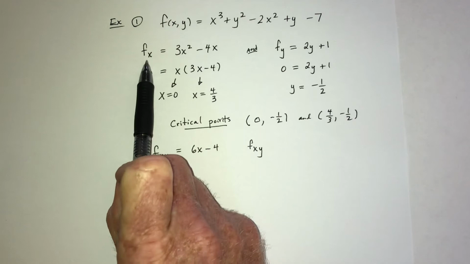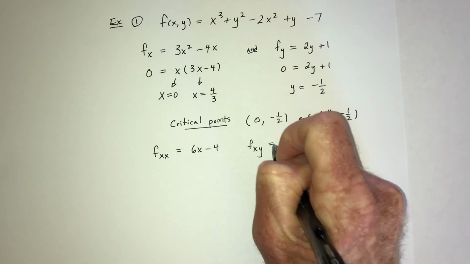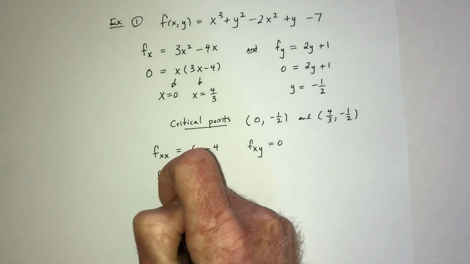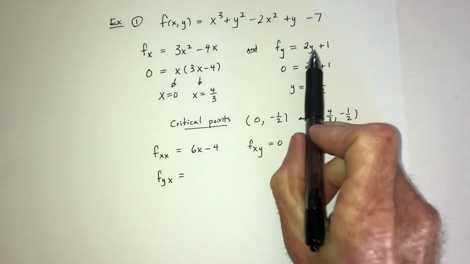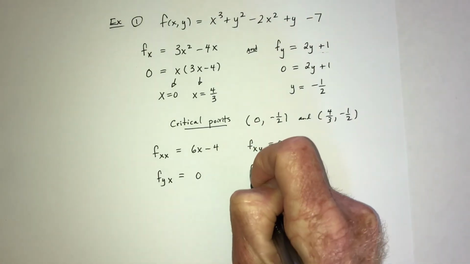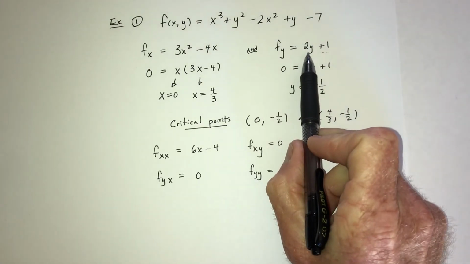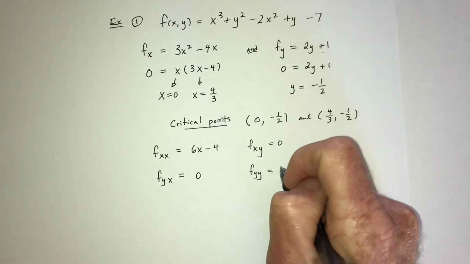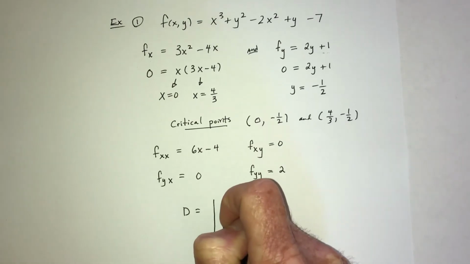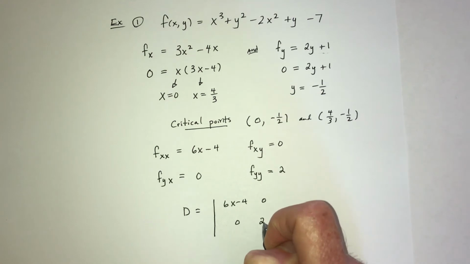Well, you take the derivative with respect to x, and now take the derivative of this with respect to y. That is 0. Now take the first derivative with respect to y, and take its derivative with respect to x. So the derivative of this with respect to x, 0. Now take the second derivative with respect to y each time. So the derivative of this with respect to y will be a 2. So the discriminant is going to be take 6x minus 4 and 0 and 0 and 2.